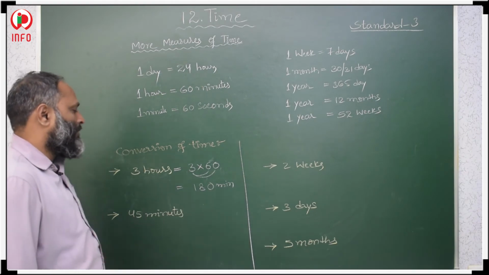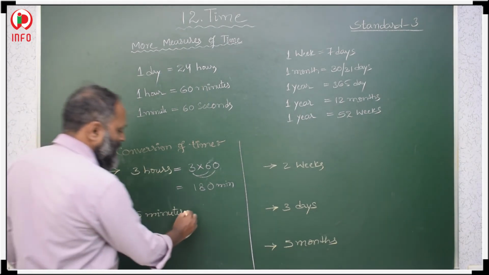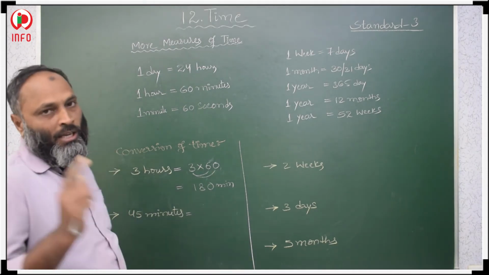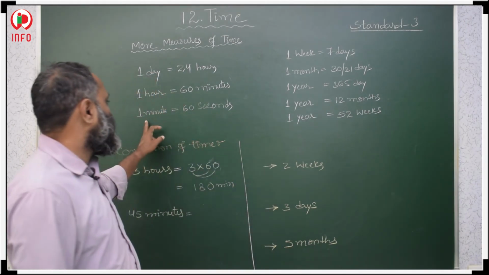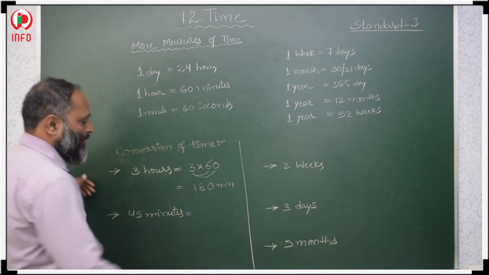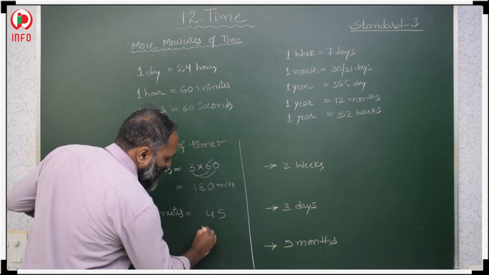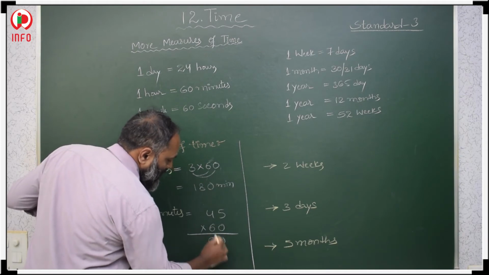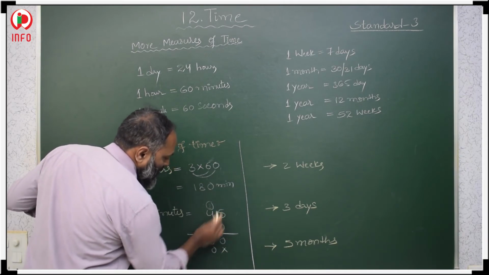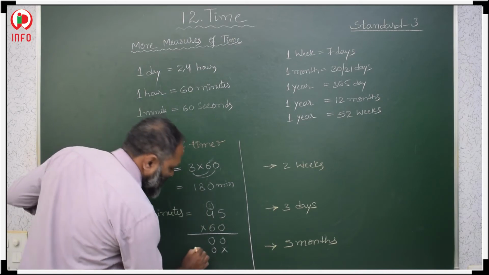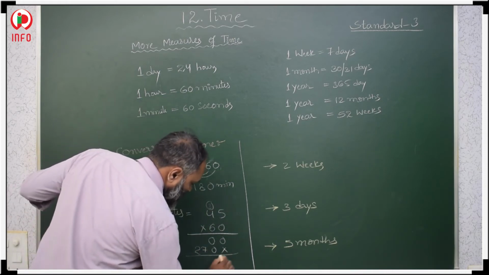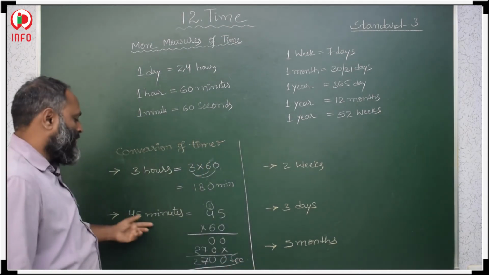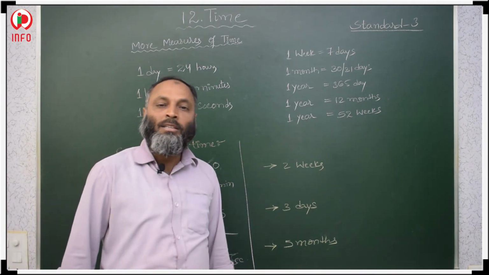Then 45 minutes we have to convert into seconds. How to convert into seconds? These minutes we have to multiply with 60. Why? 1 minute is equal to 60 seconds. Then 45 minutes, how many seconds? 45 multiplied with 60. 0 fives are 0, 0 fours are 0. Again 6 fives are 30, 6 fours are 24, 27. 2700 seconds. So 45 minutes is equal to 2700 seconds.